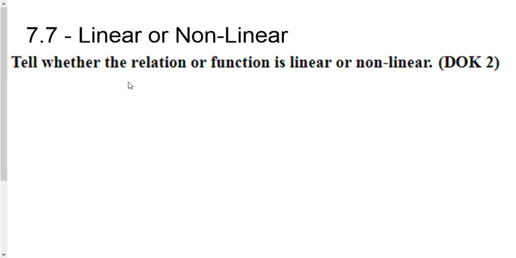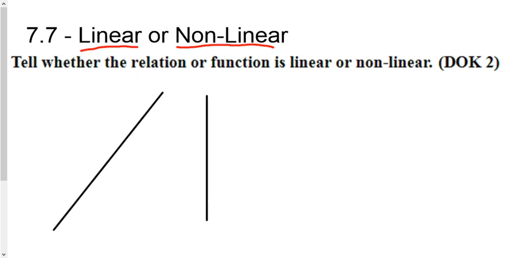Today's lesson, we're going to take a look at whether relations or functions are linear or nonlinear. Now, before we go much further, let's make sure that we understand exactly what I'm talking about when I say a function is linear. Basically, it would mean that if we put it on a graph, the relation would make some sort of straight line. It could be diagonal, it could be perfectly vertical, it could be perfectly horizontal.